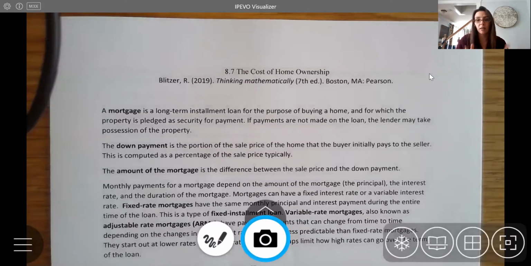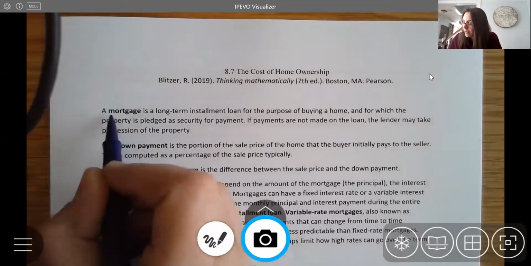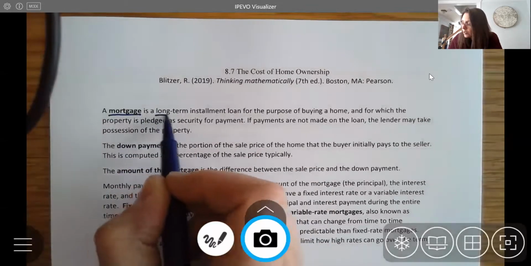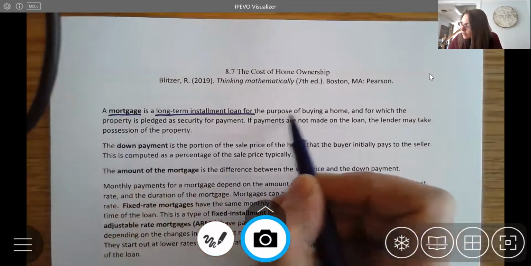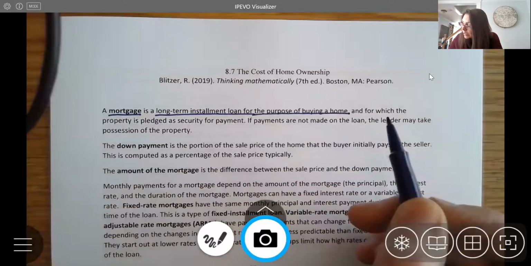If you have a fixed rate, then you can use that same formula to find all of them and see what that monthly payment's going to be. So that can be really helpful when you're planning and thinking about taking out a loan, particularly these larger loans. So a mortgage is a type of loan. It's a long-term installment loan for the purpose specifically of buying a home.